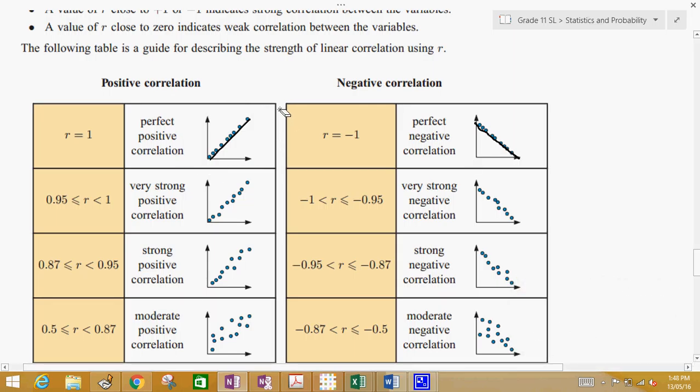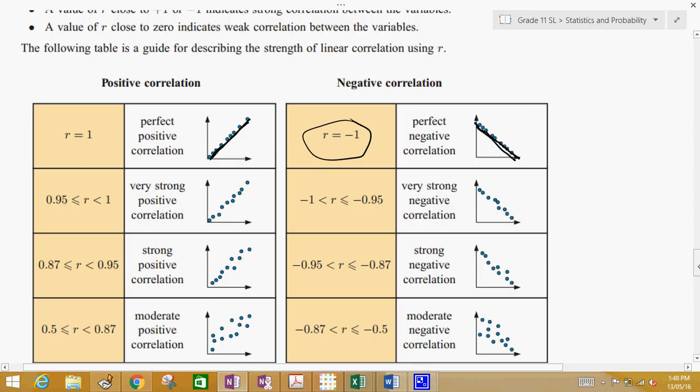And therefore, what you have to do is find the R value, which tells you how accurate your line is to representing your data. So if your R value is close to 1 or close to -1, it is perfect correlation. Now this one's perfect positive correlation, this is perfect negative correlation.